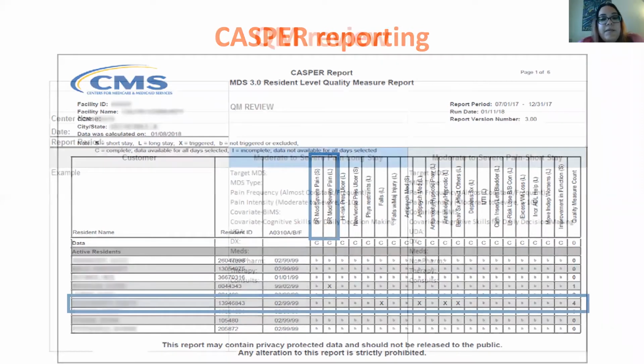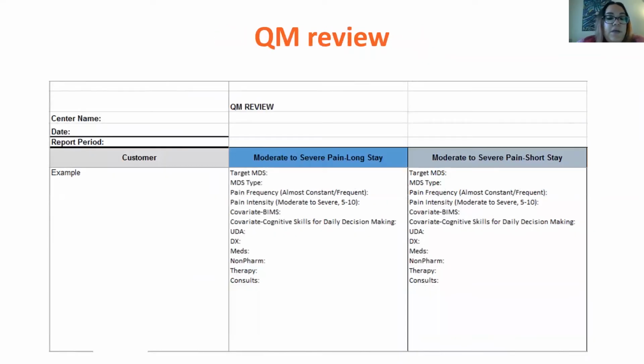I also recommend that you do a QM review, and this is just a quick mock-up. These are the areas that actually trigger the quality measure. And so looking at how your MDS is coded, making sure that it's accurately coded, then looking at comorbidities that affect their pain, looking at their medications, non-pharmacological interventions, and then making sure that, if therapy isn't involved, you get them involved. Making sure that appropriate consultations are occurring, maybe with the pain specialist if that's available in your area.